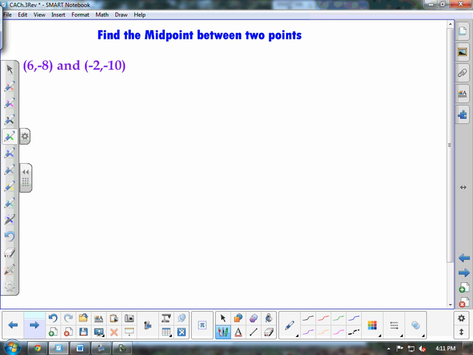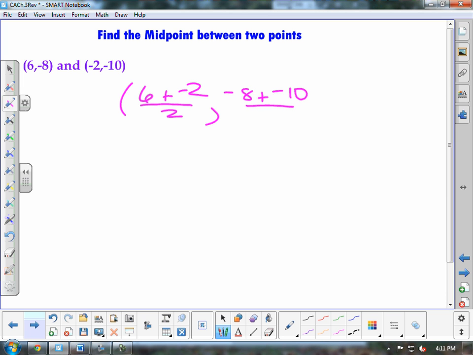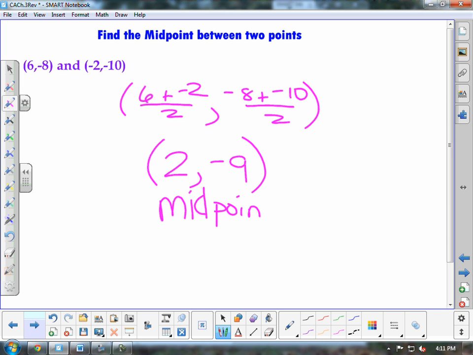Secondly, trying to find the midpoint. Remember, the midpoint is just the average. So 6 plus a negative 2 divided by 2, and a negative 8 plus a negative 10 divided by 2. And so 6 plus a negative 2 is 4, divided by 2 is 2, and a negative 8 and negative 10 is a negative 18 divided by 2 is a negative 9. And so the midpoint of those two coordinates would be 2, negative 9.